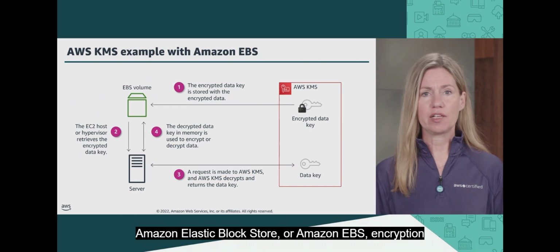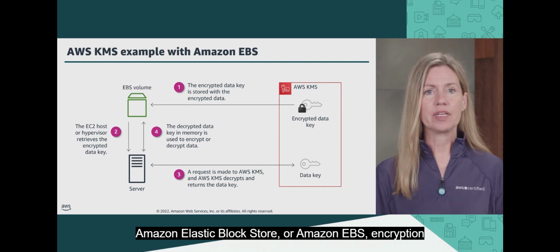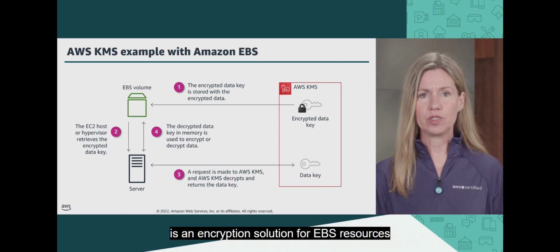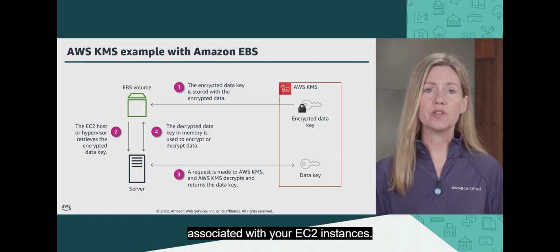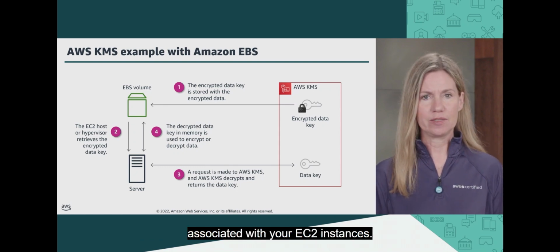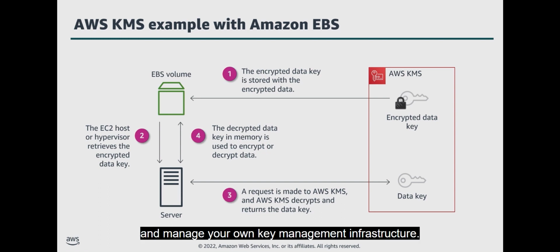Amazon Elastic Block Store, or Amazon EBS, encryption is an encryption solution for EBS resources associated with your EC2 instances. You aren't required to build and manage your own key management infrastructure. EBS encryption uses KMS keys when creating encrypted volumes and snapshots. Each volume is encrypted using AES-256-XTS. The data key is encrypted under a KMS key in your account, and EBS must have access to this key.